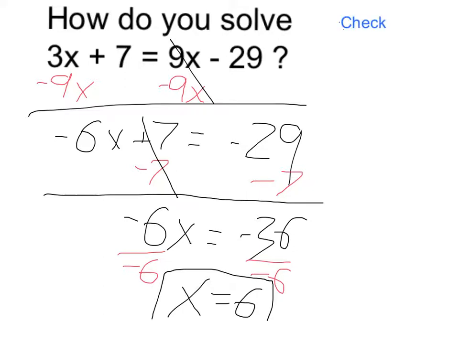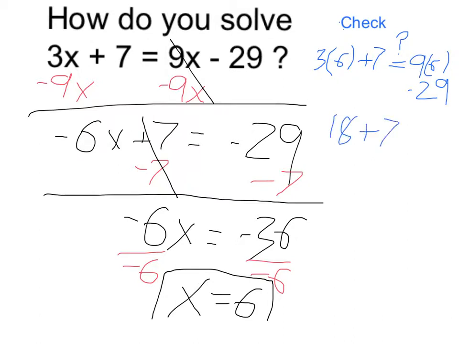Let's take a moment to check by putting 6 into the original. In that case, I get 3 times 6 plus 7. And I want to know, is that equal to 9 times 6 minus 29? Running out of room here, so I'm just going to write it down. So 3 times 6 is 18. And 18 plus 7 is equal to 25.